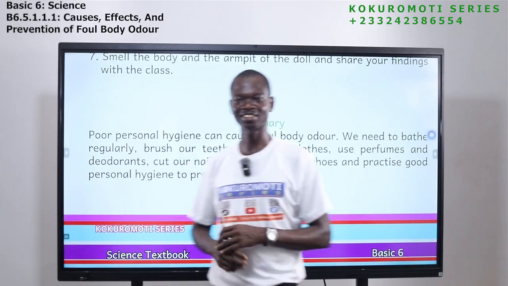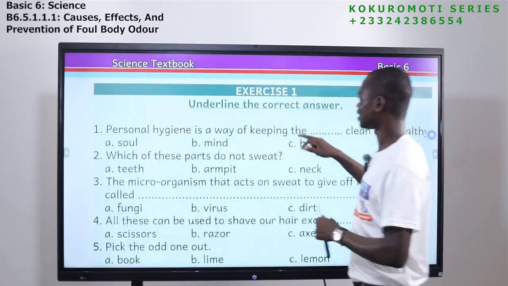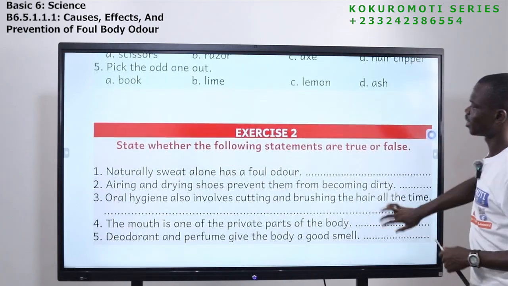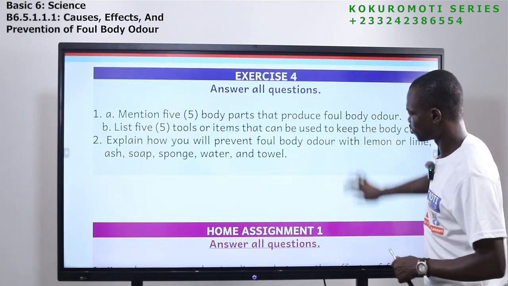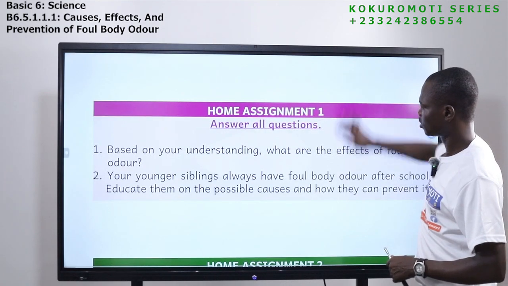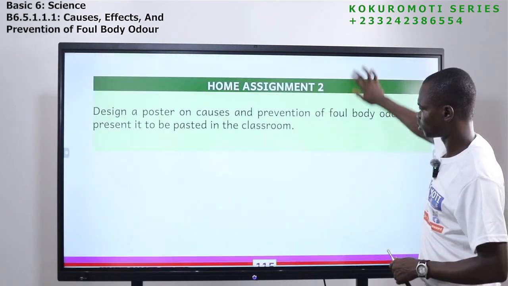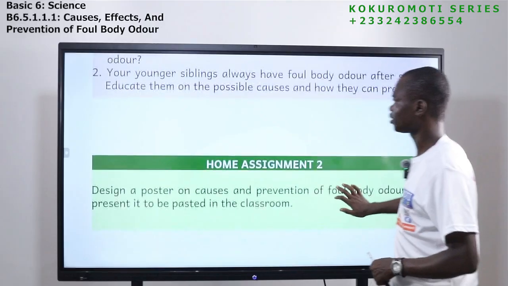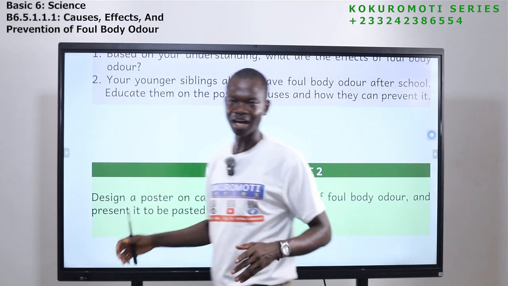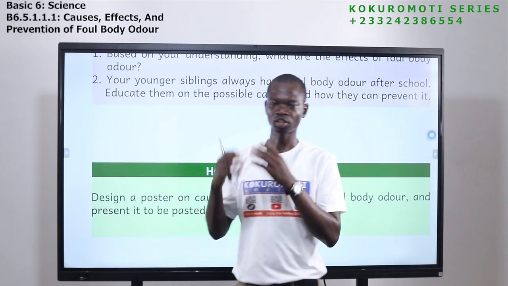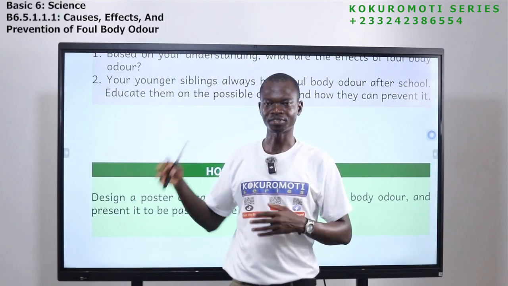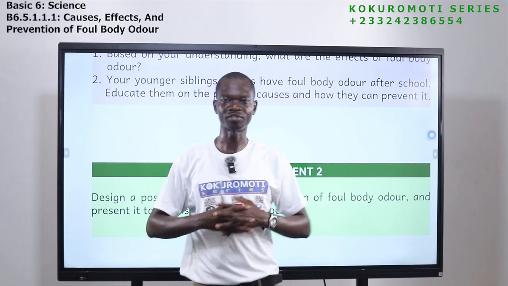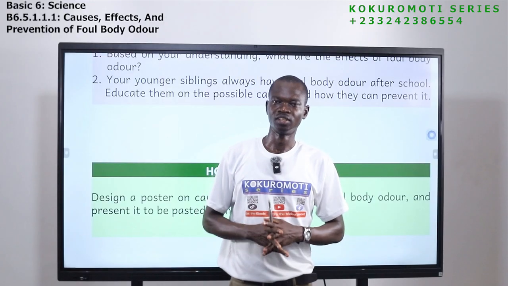Let's look at exercises. So we have exercises here, exercise 1. We have exercise 2, exercise 3, exercise 4, home assignment 1, home assignment 2. So that is what we have for today. We have seen the causes, effects, and prevention of foul body odor. We have seen all these things, and I believe you have enjoyed today's lesson.